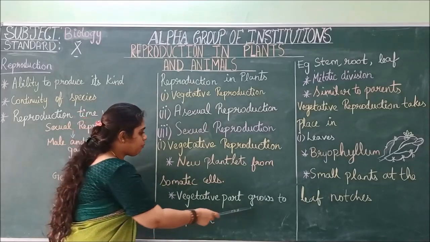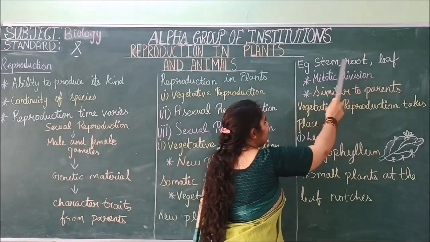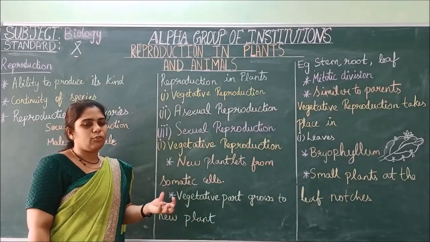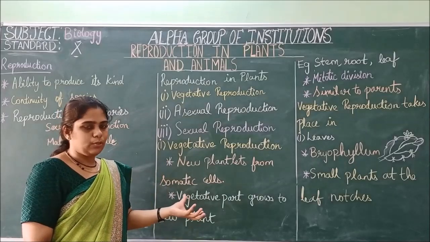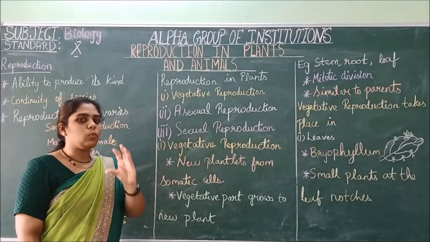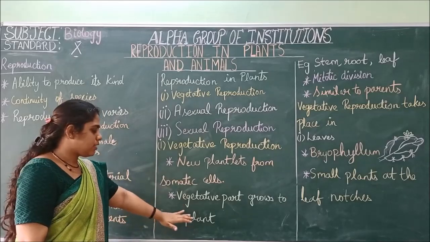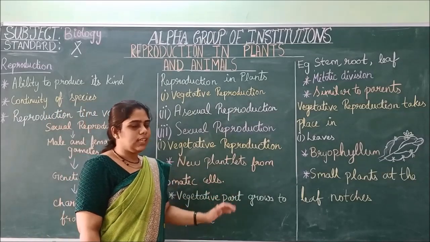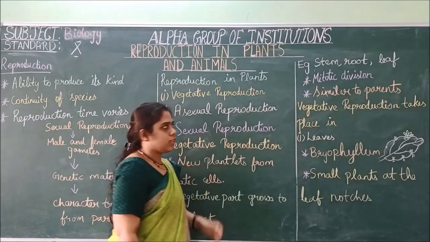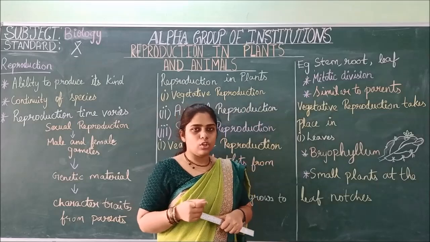So the vegetative part grows into a new plant. As I said, the stem, root and leaf are called the vegetative parts. From this vegetative part, a new plant will be produced. So that is what happens in vegetative reproduction. The vegetative part is nothing but the stem, root and the leaf. In this vegetative reproduction, mitotic division takes place. Mitotic division means mitosis, what happens?